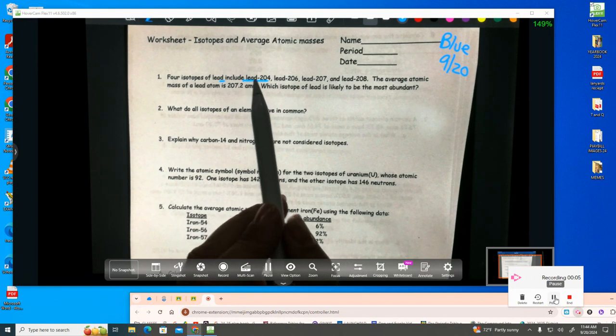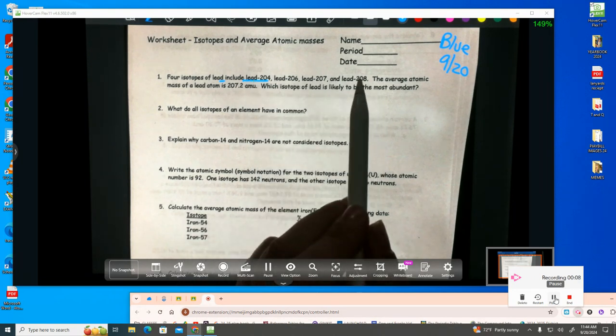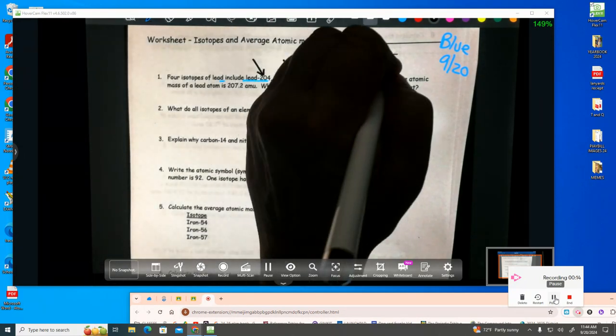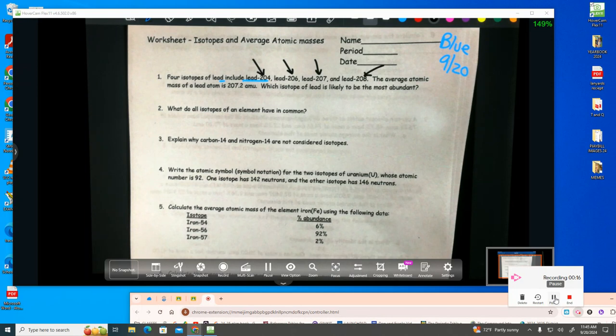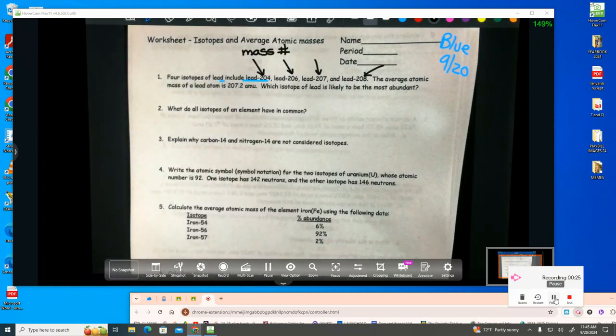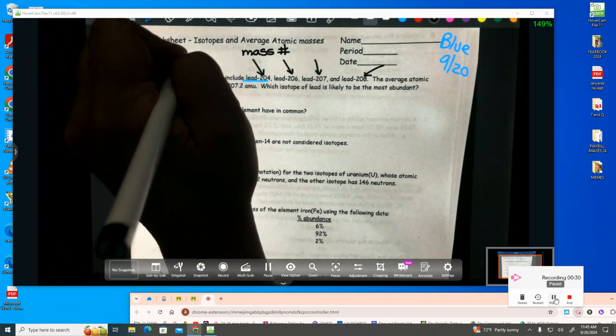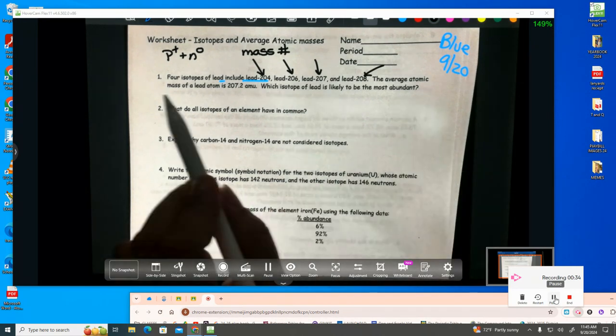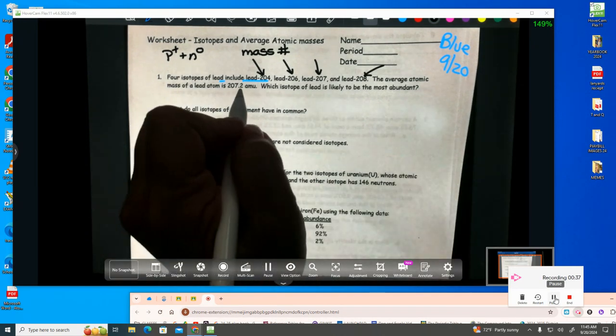Okay, lead 204, lead 206, lead 207, and lead 208. What do these numbers indicate? The 204, the 206, the 207, and the 208. What does that number mean? Hold on. Go ahead, Isaiah. It's the mass number. Okay, they're whole numbers. They're mass numbers. And the mass number is equal to the number of protons and neutrons. Okay? It says the average atomic mass of lead is 207.2.